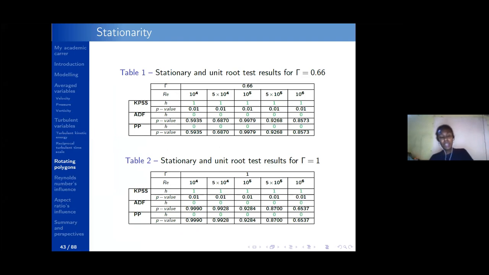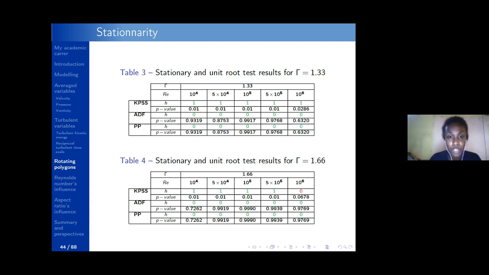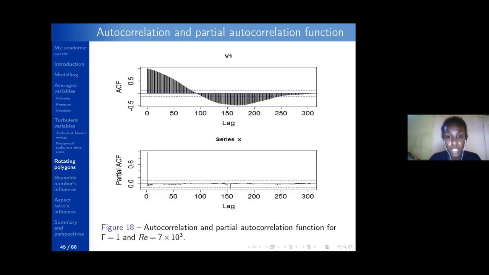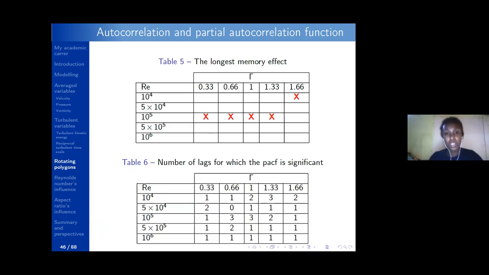And we ran some stationarity and unit root tests on those signals. Those tests showed that the signals are non-stationary. Every signal we've tested showed that the signals are non-stationary. We also plotted the correlogram of those signals. Here we have the autocorrelation and the partial autocorrelation function. We plotted the correlogram to see the memory effect in those signals.